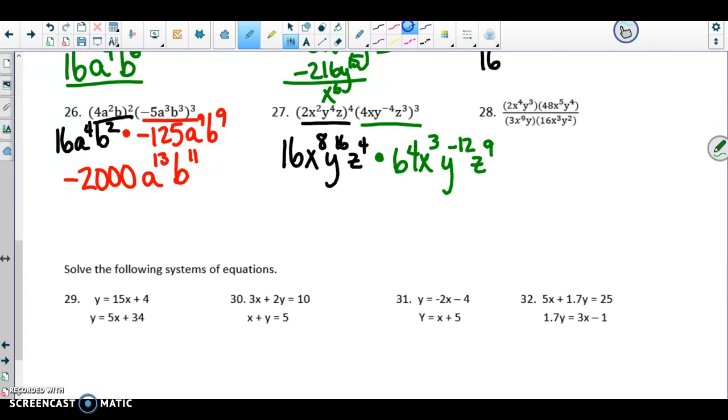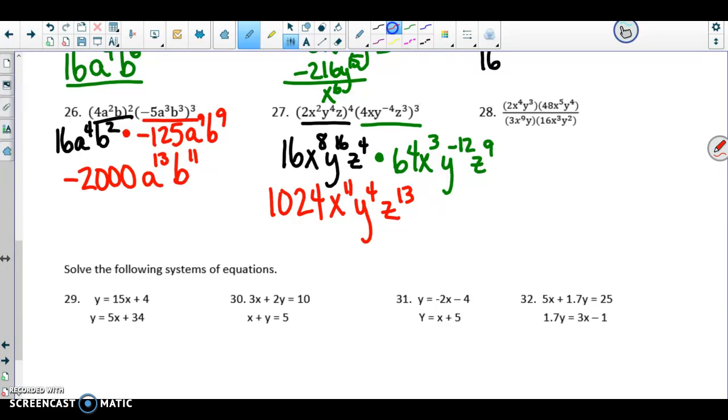Now I can put stuff together. So 64 times 16, I end up with 1,024. X to the 11th, because I can put those together. 16 and negative 12, I end up with y to the 4th and z to the 13th, because I'll just add those together. I have no negatives in my answer, so my answer is just 1,024, x to the 11th, y to the 4th, z to the 13th.